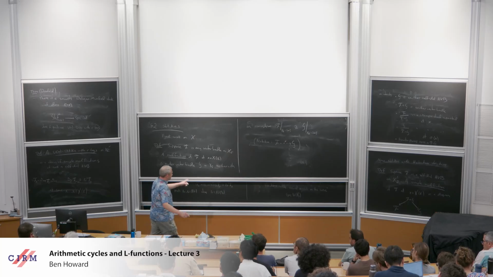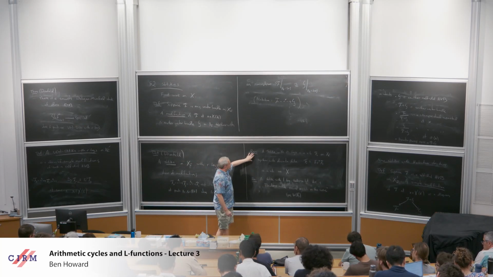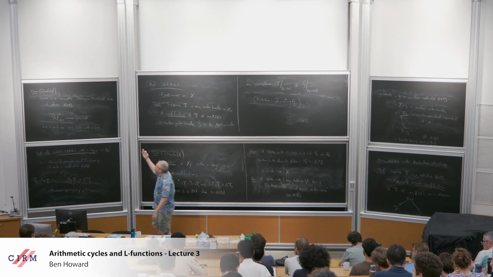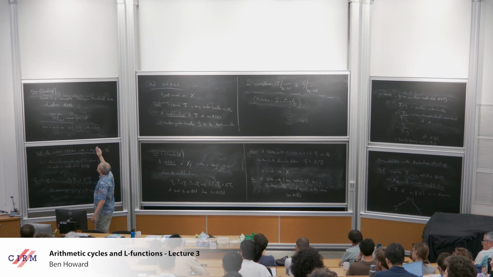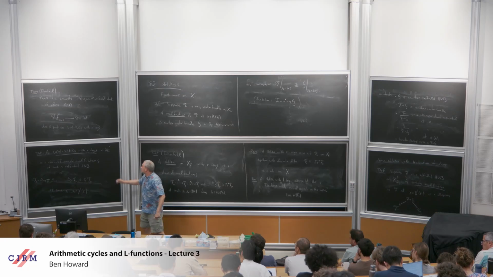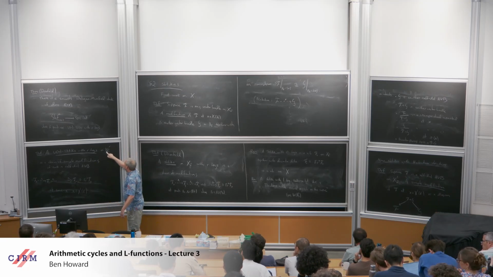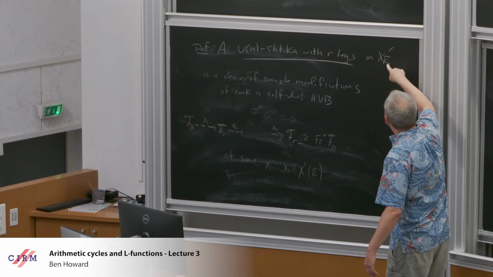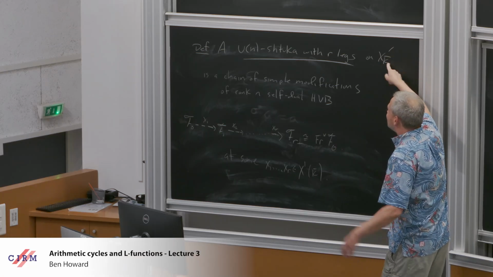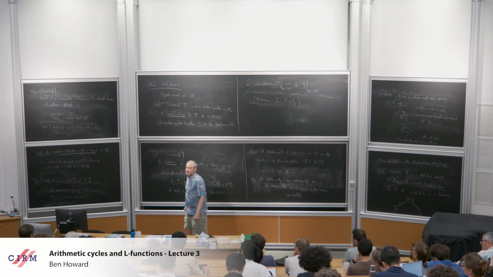And just as in this remark, a un shtuka with no legs is just a self-dual Hermitian vector bundle down on x prime. A shtuka with r legs on x k-bar prime is just a Hermitian vector bundle on x prime before you base change.